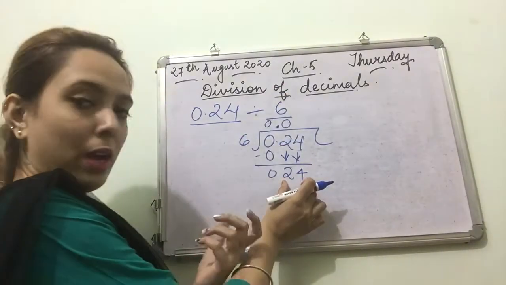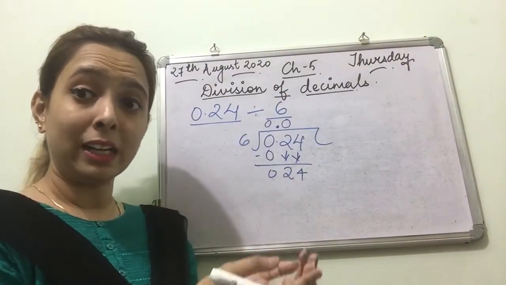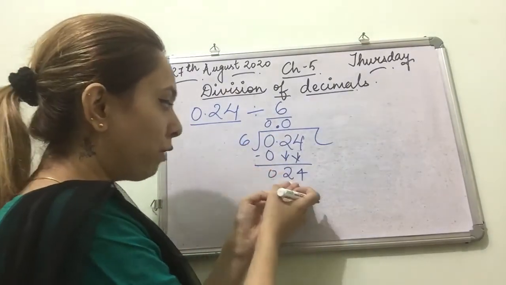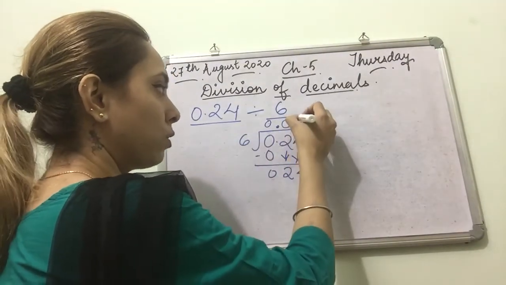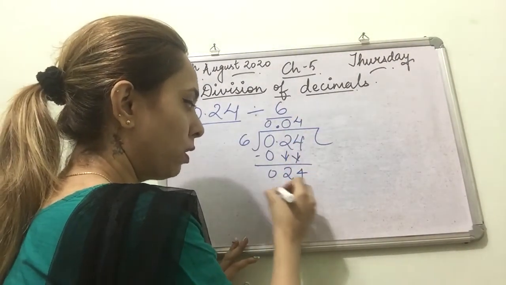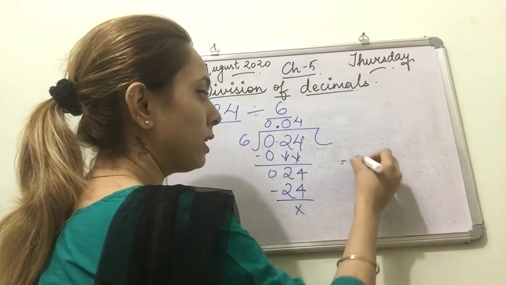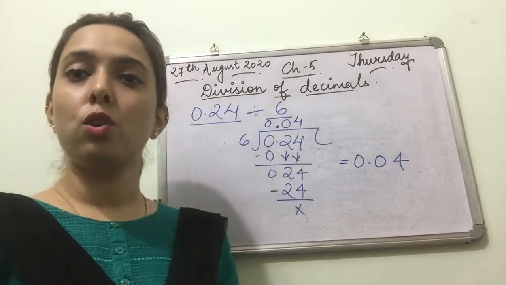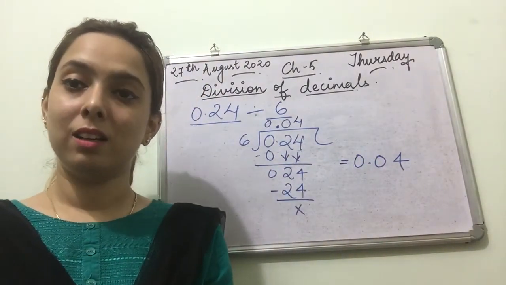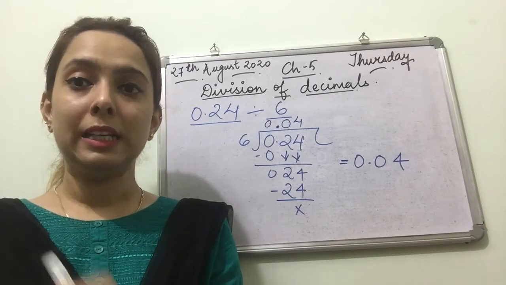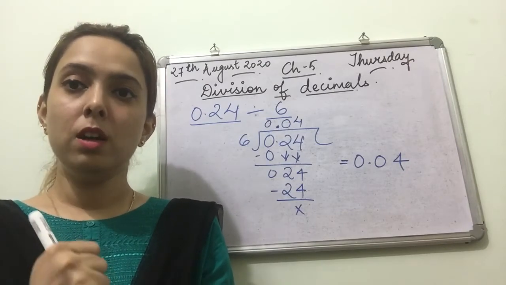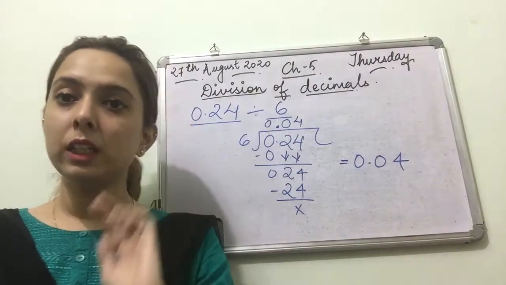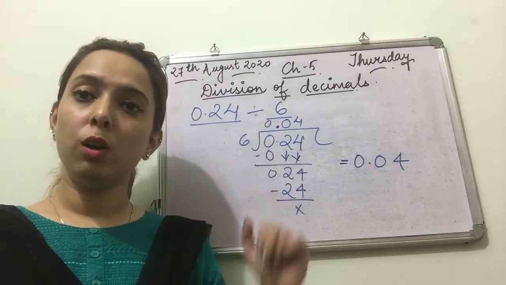So now we have got the number as 24. 24 is greater than 6. Our dividend is greater than divisor. So 24 is divisible by 6. 6 4s are 24. Your answer is 0.04. Your answer should always come in decimals. It should be a decimal number. So this is the basic way of dividing decimal numbers by a whole number.